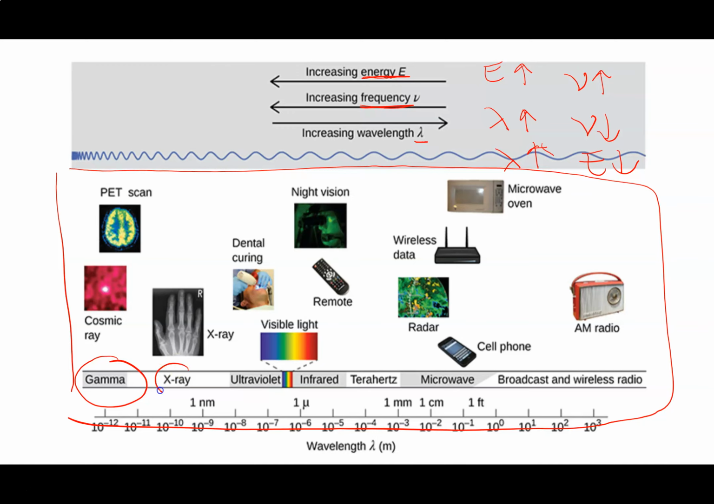They're very, very destructive, gamma rays. X-rays have slightly less energy and slightly longer wavelengths, and X-rays can pass through the soft parts of your body but not the hard parts of your body. So X-rays are often used to visualize bones.